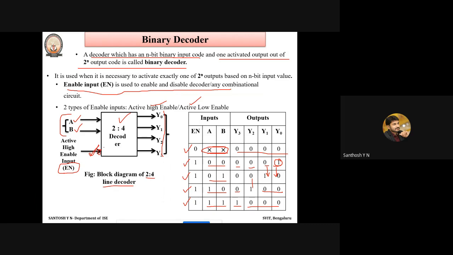So if it is an active low enable signal, what type of signal will you be passing here? In order to activate this, you have to pass zero. You pass zero in order to activate the decoder, and in order to deactivate the decoder, you have to pass 1 if the enable is an active low signal. I hope you have understood what is meant by a decoder, and in the decoder we have discussed a binary decoder.